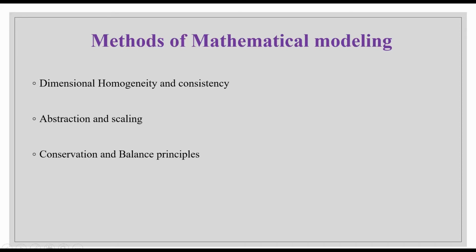So in this lecture we will see some methods of mathematical modeling. This mathematical technique will help us to check whether our mathematical models are correct or not. So the first method is checking the dimensional homogeneity and consistency, then abstraction and scaling, conservation and balance principle, and then constructing the linear model. So all these steps will help you to build up the mathematical modeling.